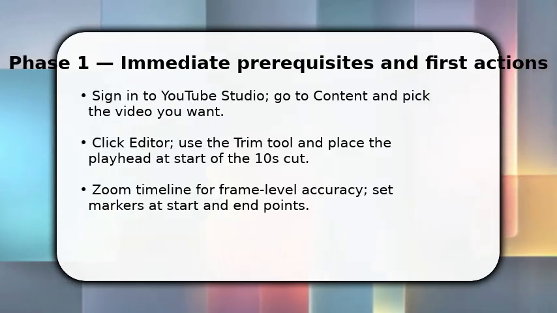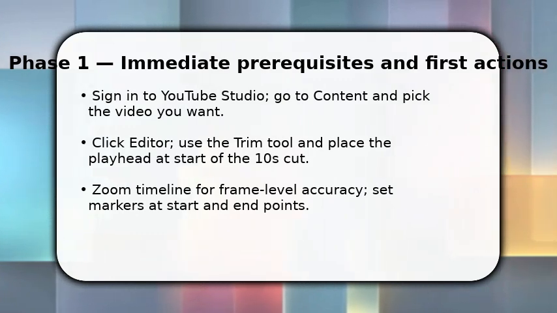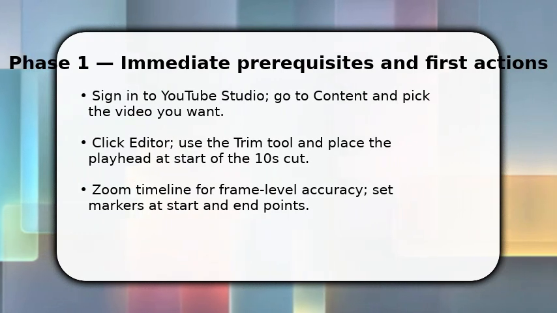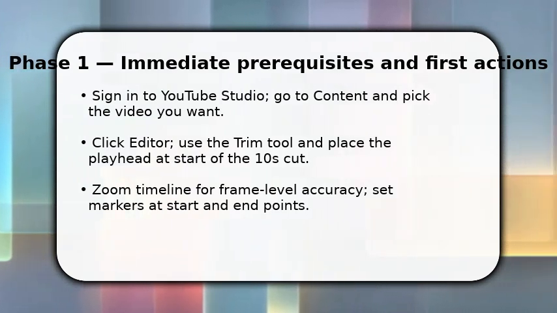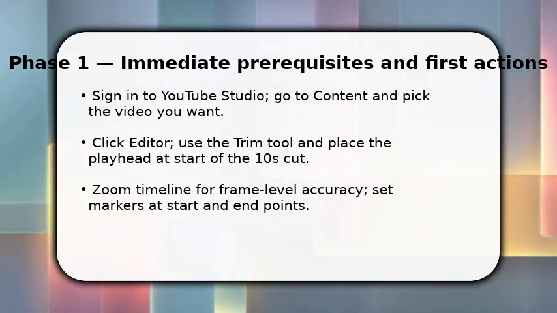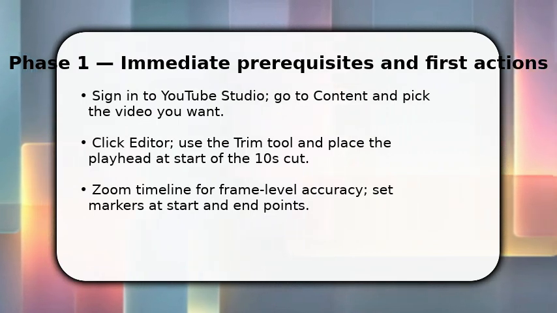You're in YouTube Studio now, so open Content and select the target video. Click Editor to jump straight into the Trim tool. Place the playhead at the exact start of the 10-second segment you want removed. Zoom the timeline for finer control. This helps you pick frame-accurate start and end points.